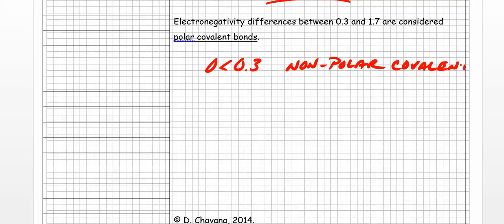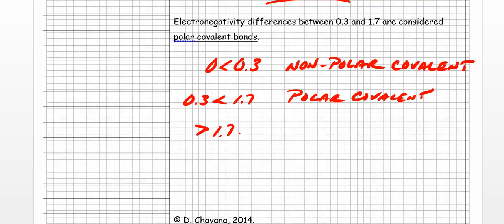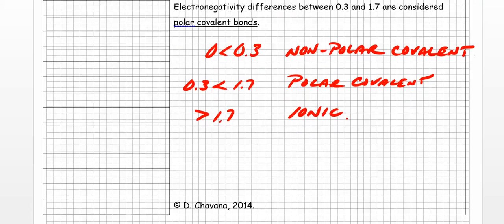Non-polar covalent. Anything between 0.3 and 1.7 is going to be polar covalent. So if that electronegativity is between those two, polar covalent, and anything above 1.7 is going to be ionic. So there you have it. One more time, 0 to 0.3 nonpolar covalent, 0.3 to 1.7 polar covalent, anything above 1.7 ionic.